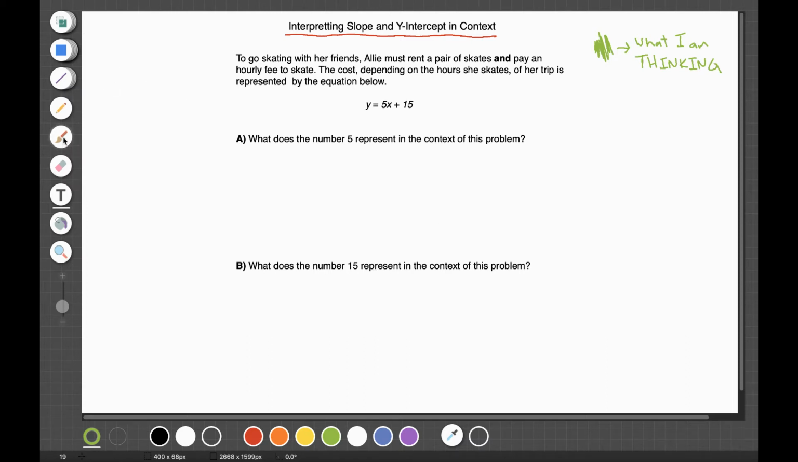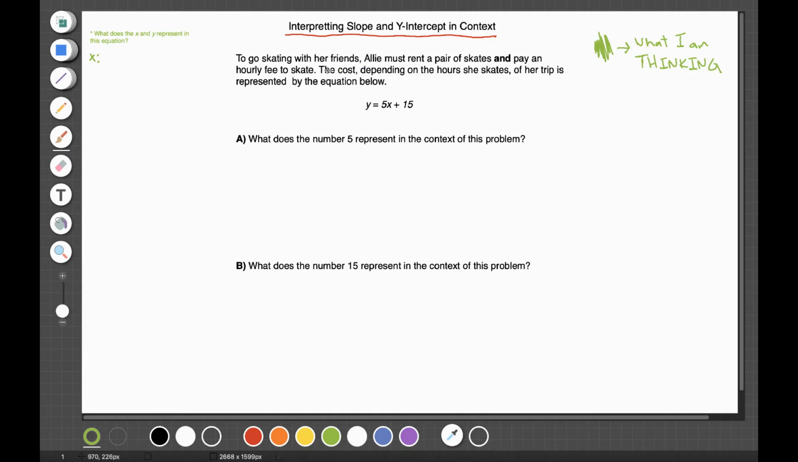Okay, so what I want to do first, just like before, is think: what do the x and y represent in this equation? Pause this and see if you can figure this out. It looks a little different, but you should be able to figure it out.